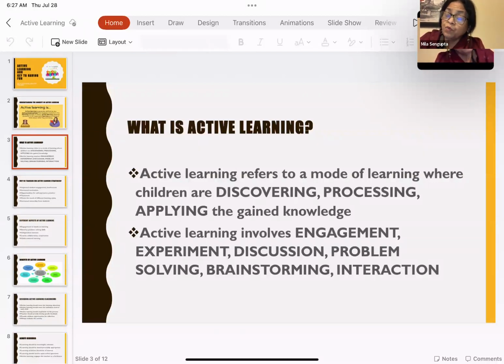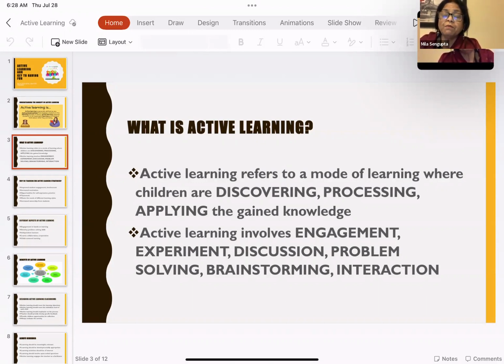What are some of the most primary things necessary for active learning to happen successfully? It is engagement, experiment, discussion, problem solving, brainstorming, and continual meaningful interaction. Because in a classroom setting where active learning is promoted, children are not sitting there acting as zombies. They are the leaders. They are the active participants in their classroom.